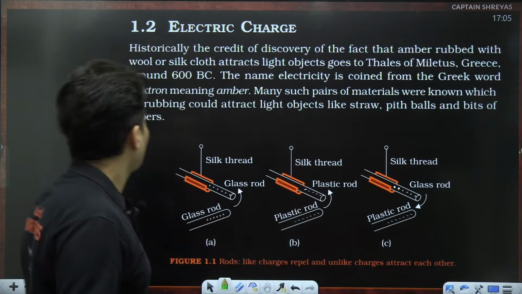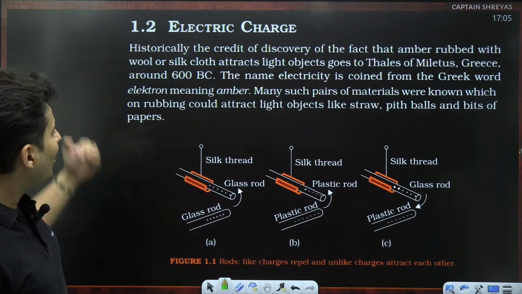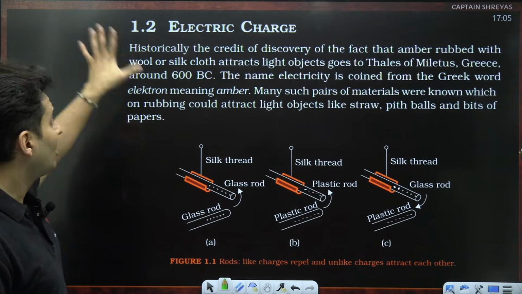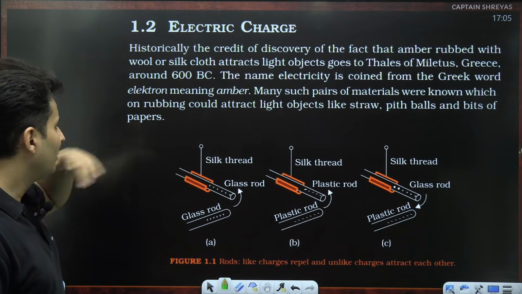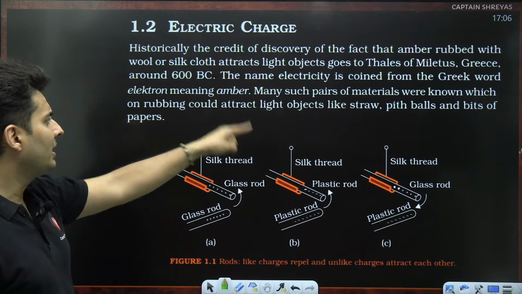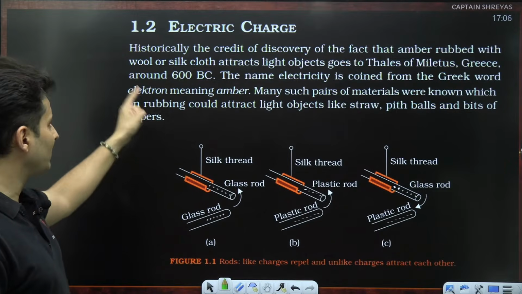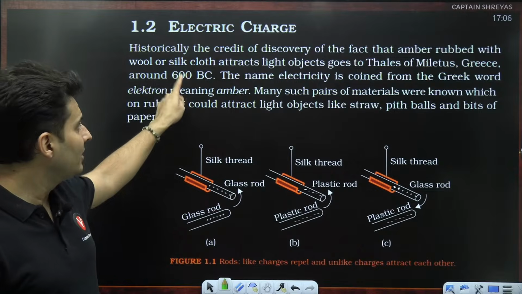So historically, the credit was given to Greece, a long time back, around BC, and that's how the name came from there. Many such pairs of materials were known which on rubbing could attract light objects like straw, pith balls and bits of paper. So just imagine this. This is a lot of time back, thousands of years back.